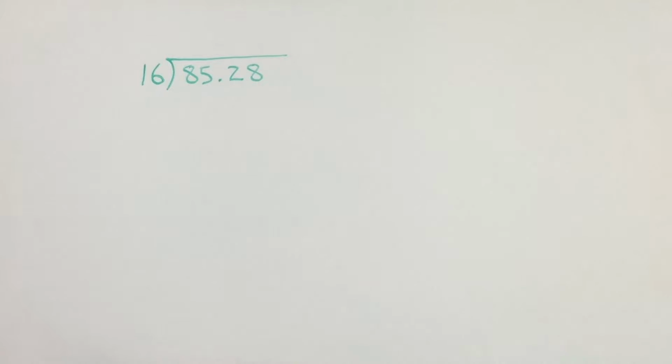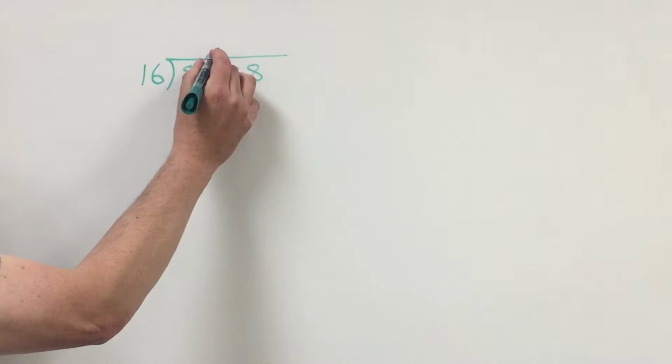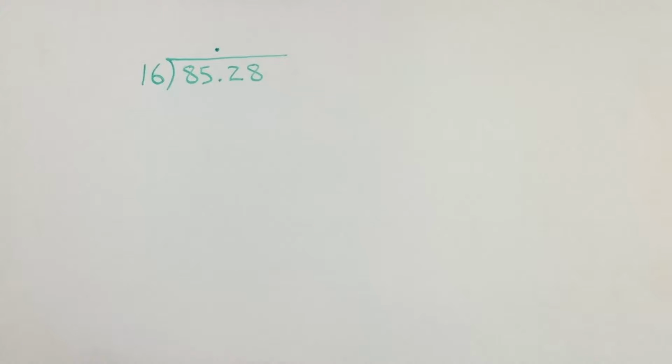When only the dividend is a decimal, the decimal point goes in the same place in the quotient as it is in the dividend. Once the decimal point is placed, we can divide just as we would with whole numbers. So, how many times does 16 go into 8? No times. Well, how about 85? You may have to try out a few numbers before you find the right one.